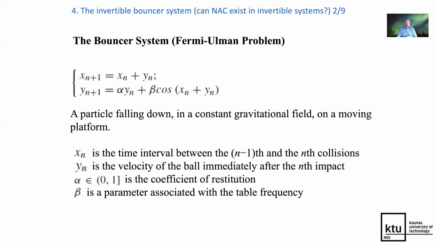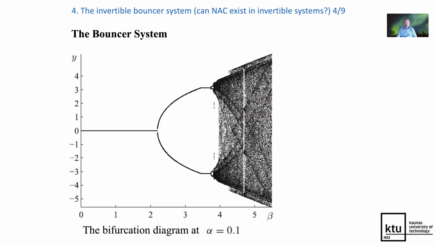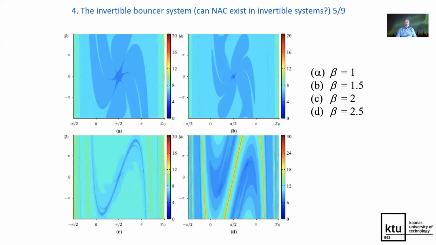Anyway, we continue with the bouncer system, the Fermi-Ulam problem, a particle falling down in a constant gravitational field on a moving platform. And this is a really paradigmatic model of a completely invertible system. And this is the bifurcation diagram when we change the parameter beta, while the parameter alpha is fixed to 0.1. Here are the H ranks at different values of beta. Please note that this is a 2-dimensional system, so we have 2 different initial coordinates, x0 and y0.